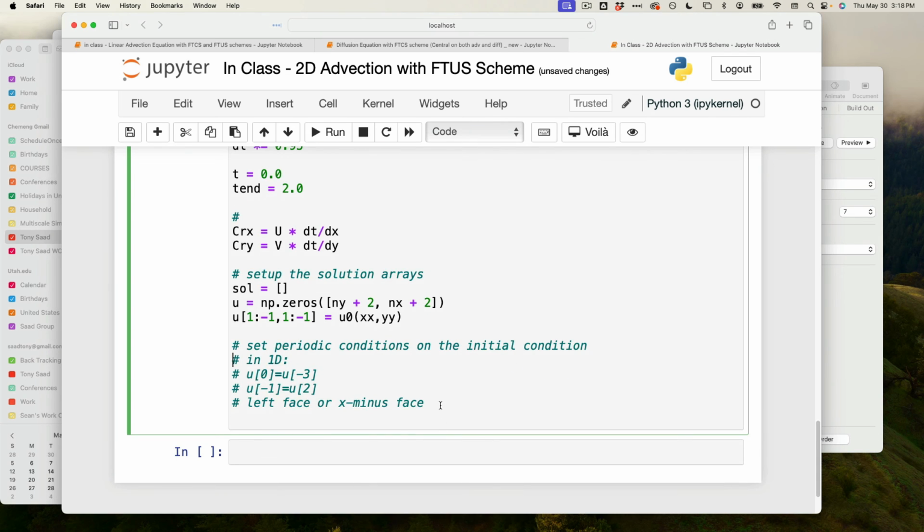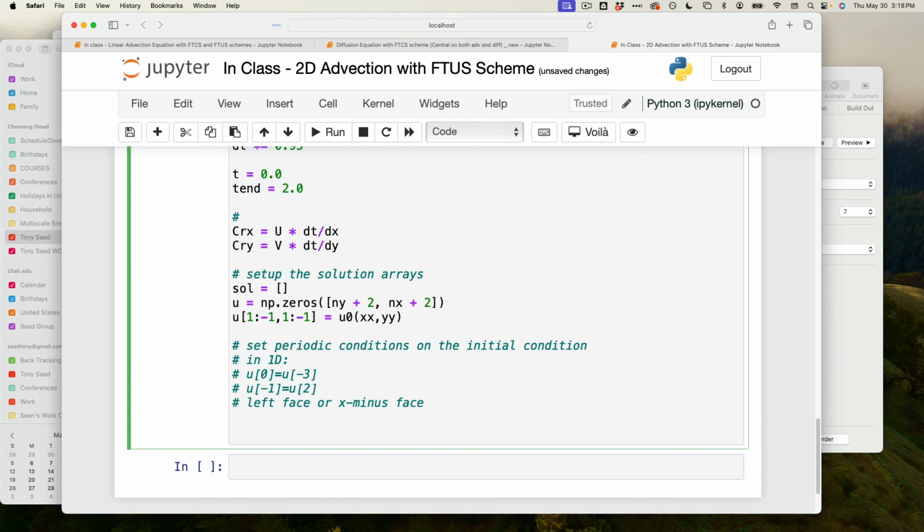In 1D, we had to do that. So now, what is the left face? What is the indexing on the left face? Now, remember, I'm indexing in J and then I. So if I want the left face, I want all the J values. So I start with all the J values, semicolon, right? All the J values. Okay? 0. Right? So that gives me all the set of points at the left face. Okay? In the ghost cell.